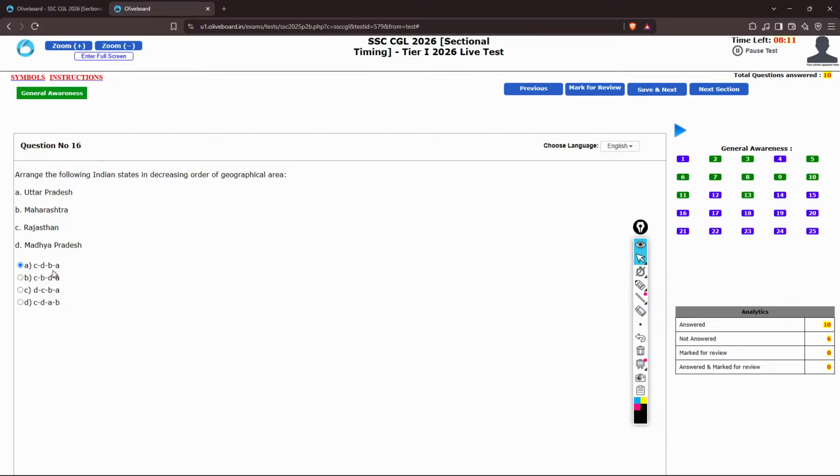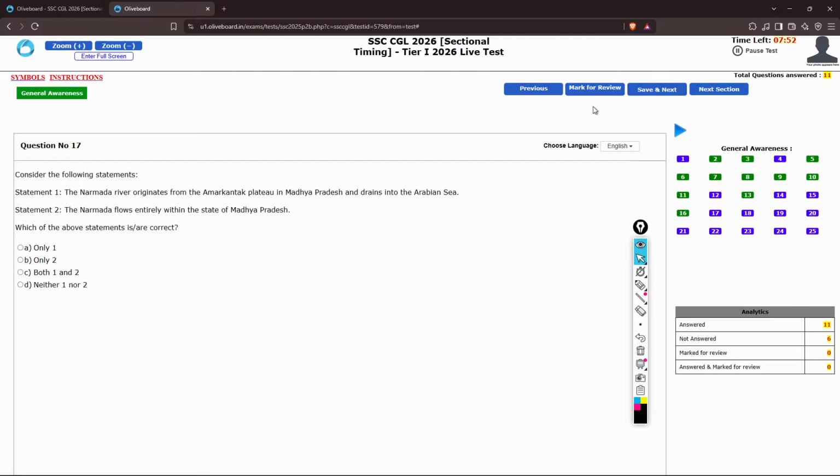I got two more to settle. Maharashtra and Madhya Pradesh. Madhya Pradesh is quite large, you know. Maharashtra is also large, but I feel Madhya Pradesh is larger. So CDBA, I'll go with it.